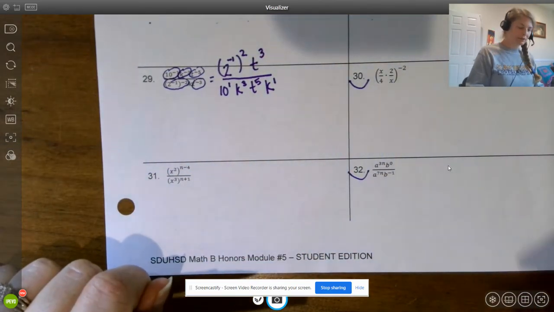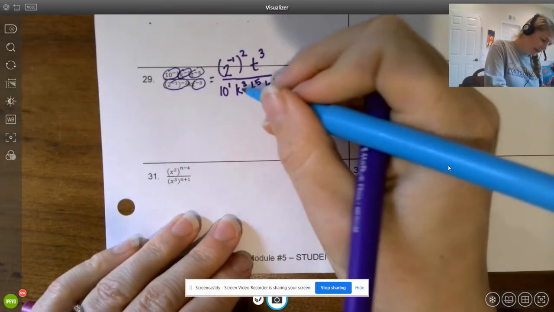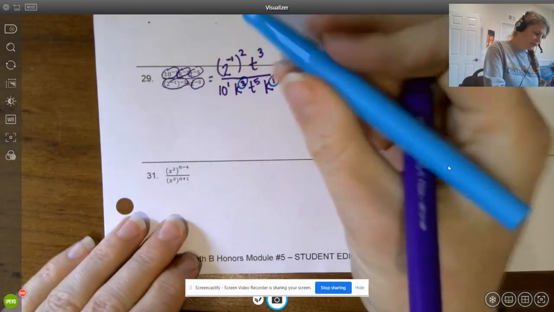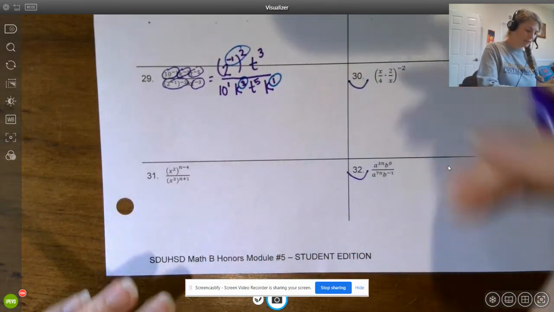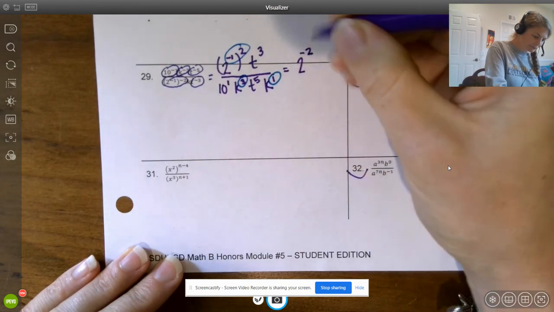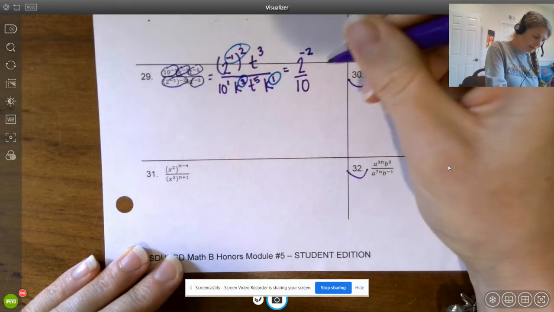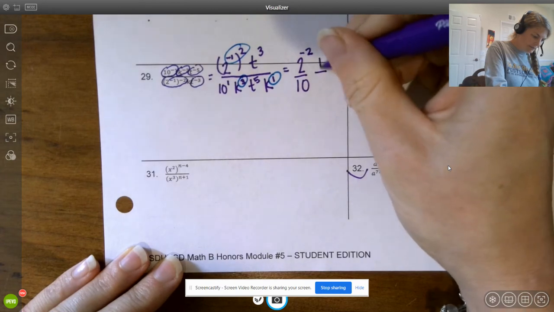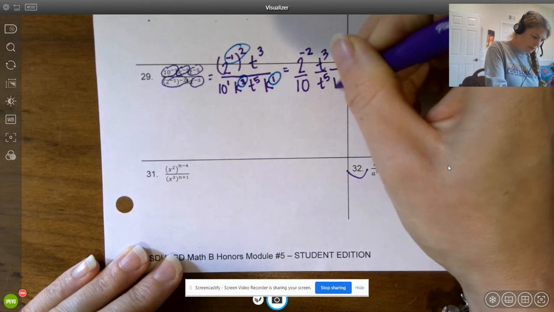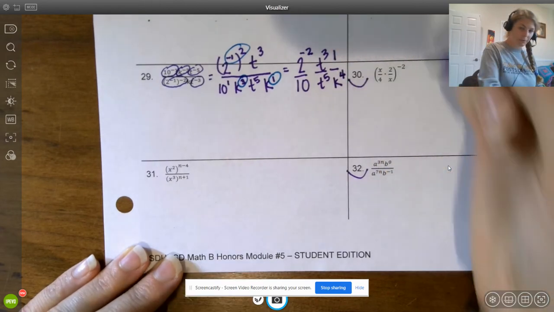Now I'm going to do a little bit of simplifying. I notice I have k to the third and k to the first. I'm also going to simplify that. So I'm going to have 2 to the negative second over 10. I'm going to have t to the third over t to the fifth. I'm going to have 1 over k to the fourth power.